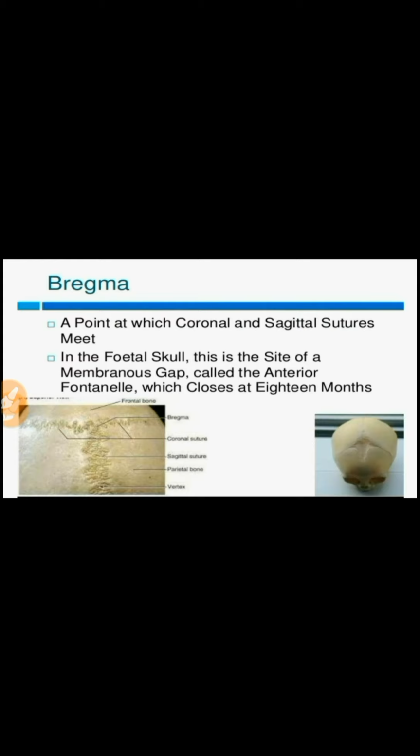And 2 points, here you will see bregma and lambda. Bregma is the point where the coronal suture meets the sagittal suture in a T shape, and it is the site of a fontanelle, a membranous gap during the developmental stage. It closes by 18 months.